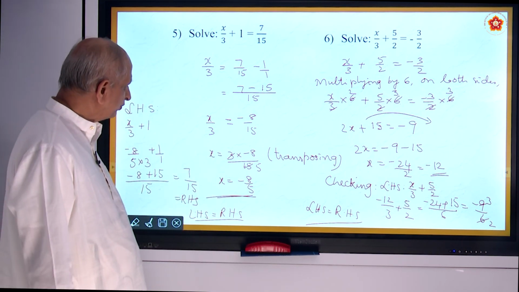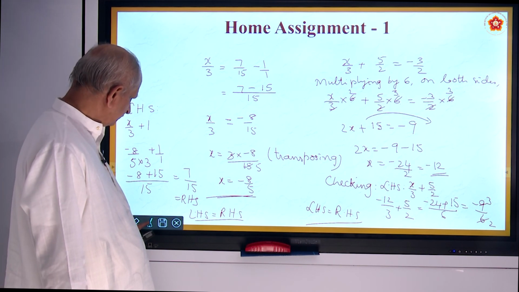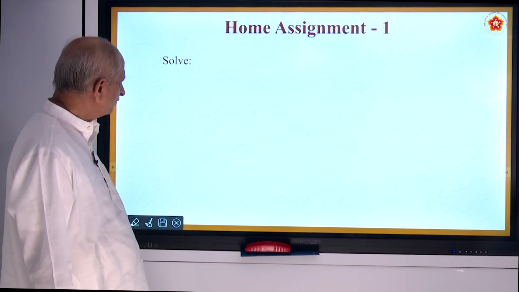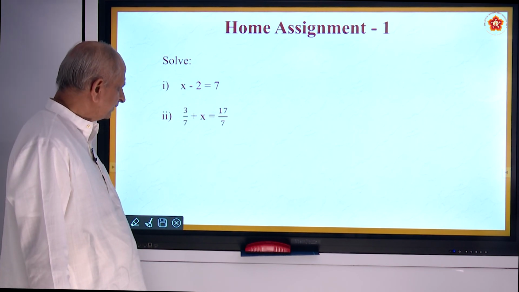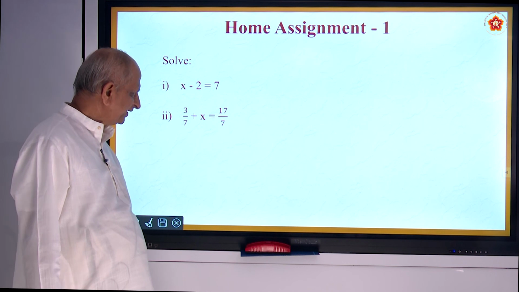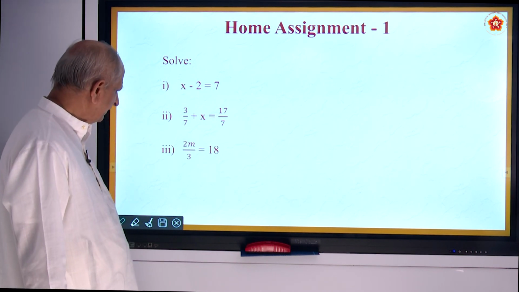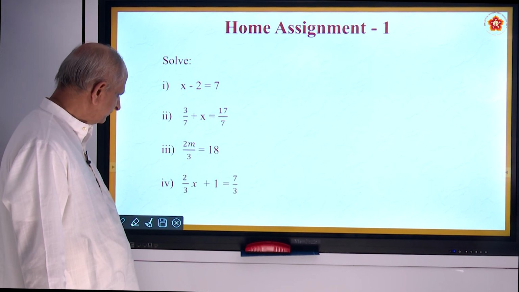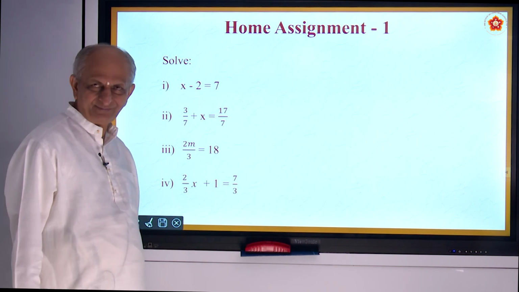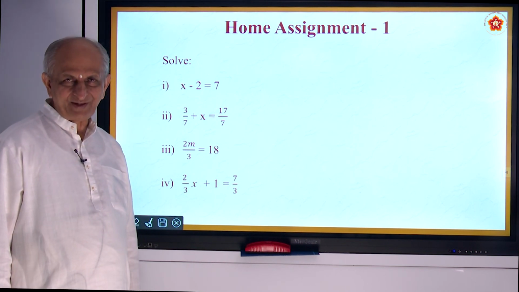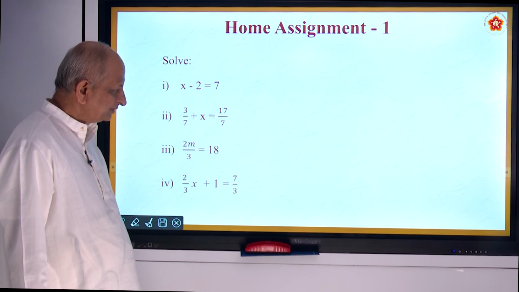Now we will pass on to the home assignment. First question, solve: x minus 2 is equal to 7. 3 by 7 plus x is equal to 17 by 7. 2m by 3 is equal to 18. 2 by 3 into x plus 1 is equal to 7 by 3. All different varieties. Okay. Try to answer these questions.